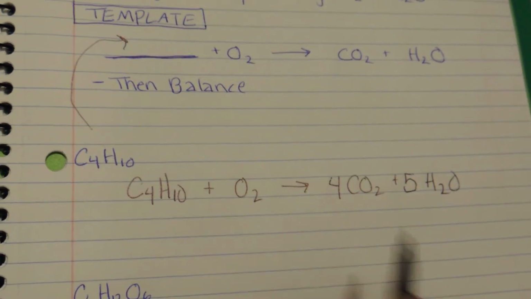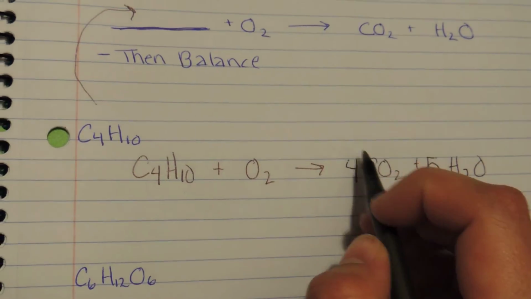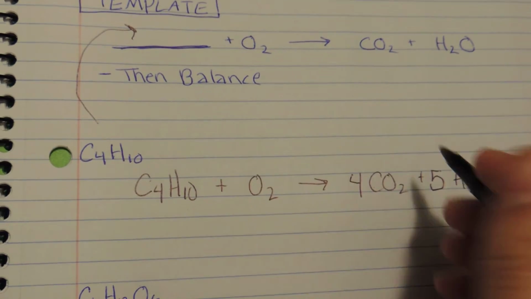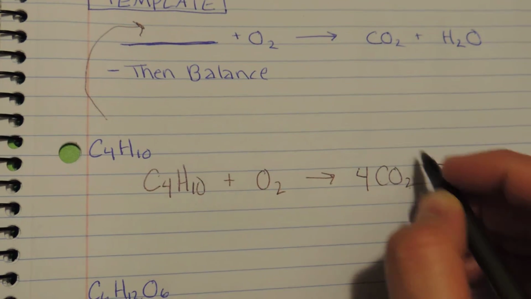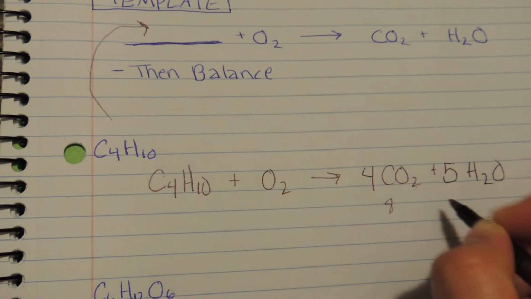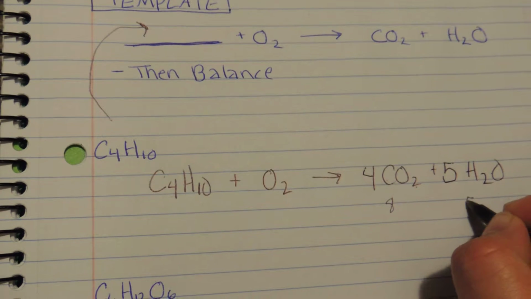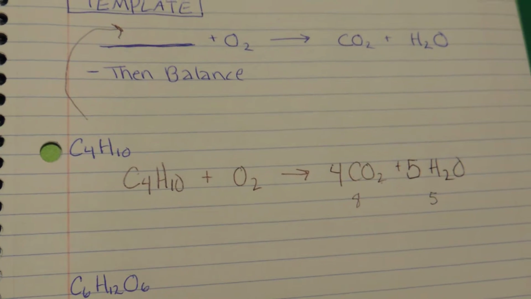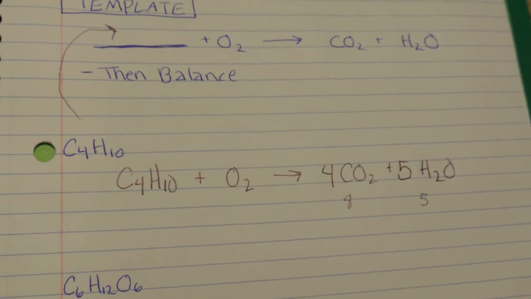Now we're going to do our oxygens. On this side I have 2 oxygens. Remember, oxygen appears 2 times on this side, so I need to take into account both. Right here I have 4 times 2, which is 8 oxygens. You can write that down if it kind of helps you. Then right here I have 5 times 1, which is 5. So total I have, hopefully you realize, 13. 8 plus 5 is 13 oxygens.